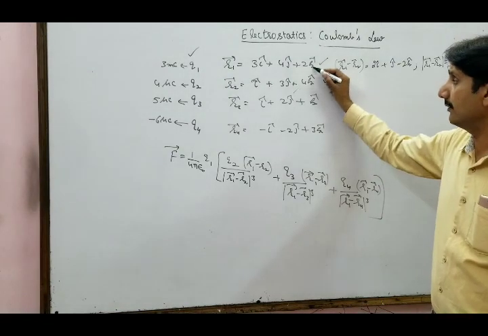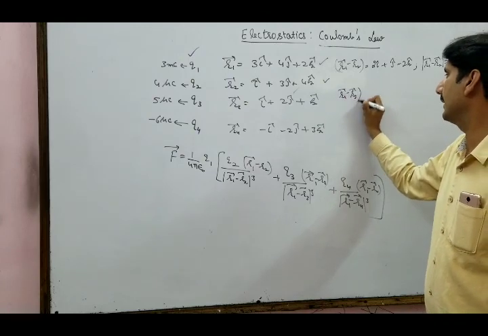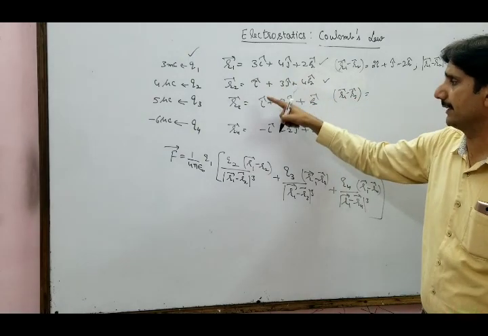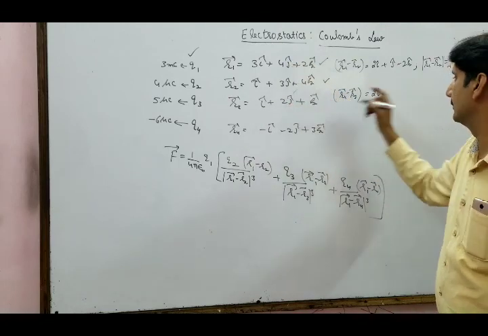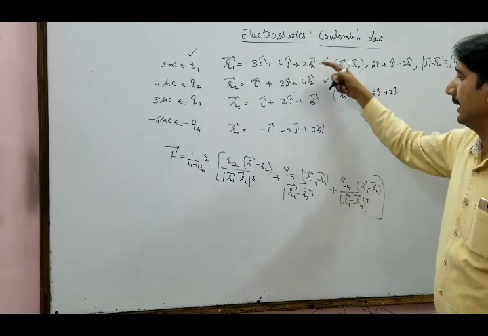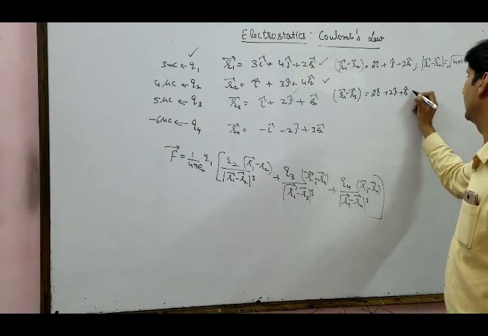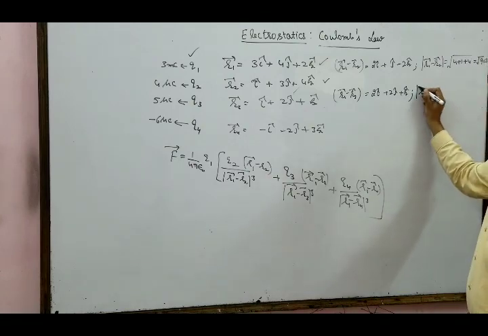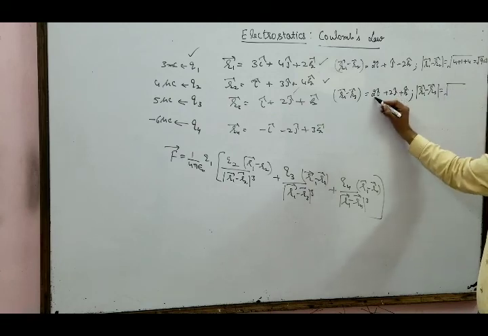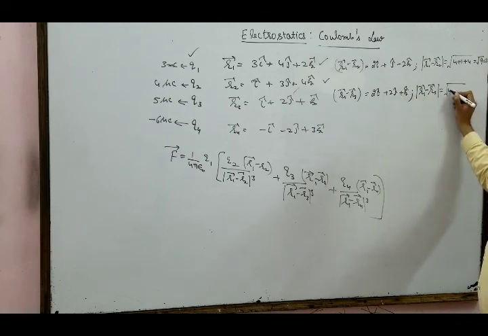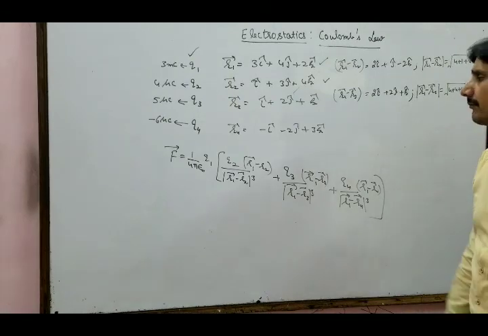What would be R1 minus R3? R1 minus R3 vector is 3 minus 1, it is 2i cap, 4 minus 2, it is 2j cap, and 2 minus 1, it is plus k cap. So what is the magnitude of R1 minus R3? It is going to be square root of 2 square plus 2 square plus 1 square. It is 4 plus 4 plus 1. Again, it turned out to be 3.